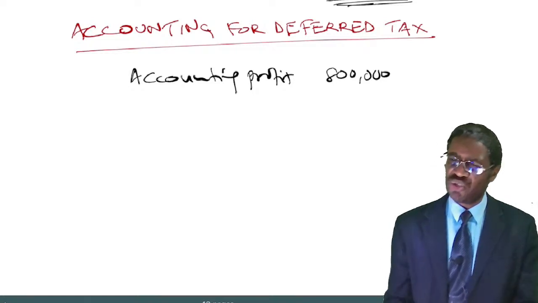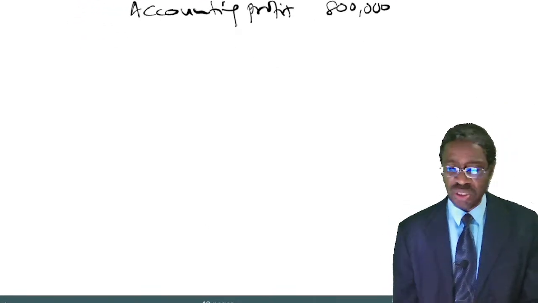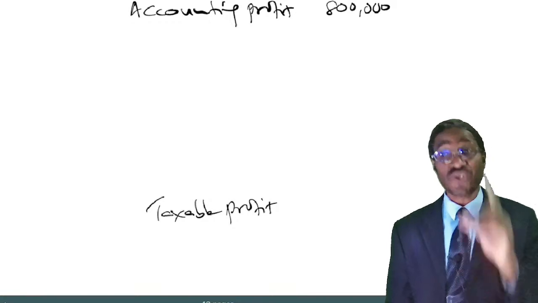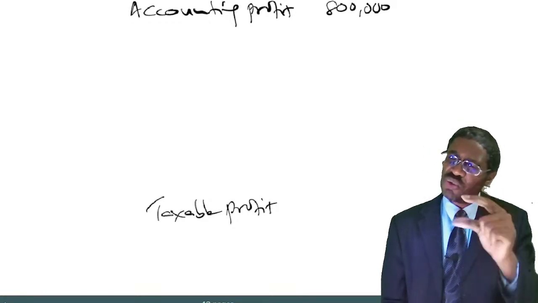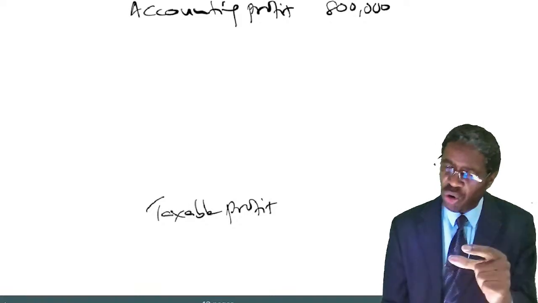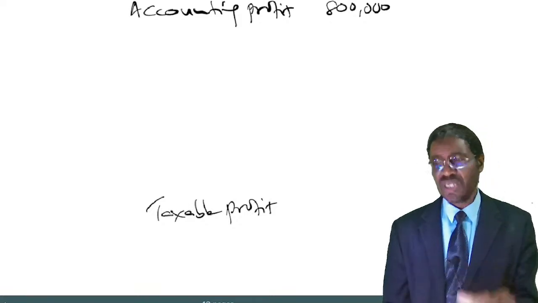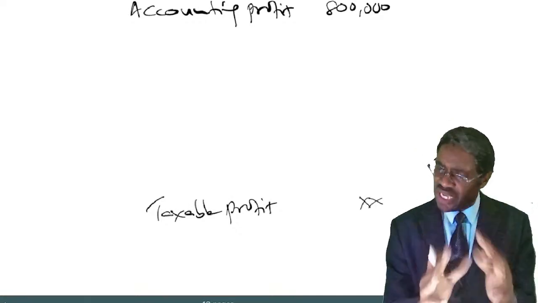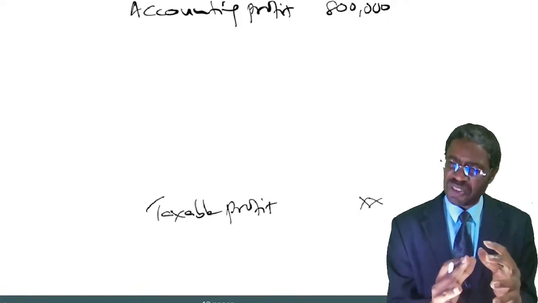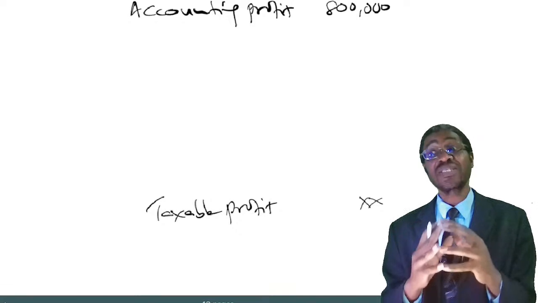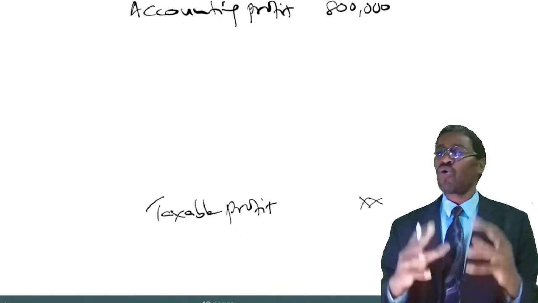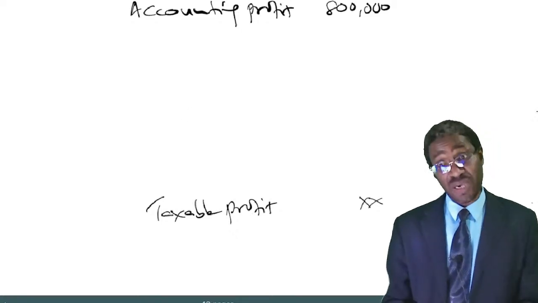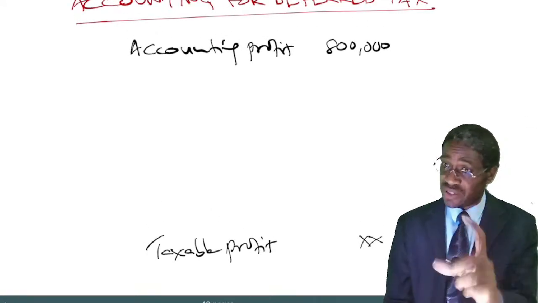What the taxman will do is to calculate what we call the taxable profit. According to the taxman, how much should you pay tax on? That profit on which you should pay tax is what we call the taxable profit. He will calculate and tell you how much you should pay. So we are saying normally that the accounting profit is not the same as the taxable profit because of the rules that you as a businessman use when preparing your income statement and the rules of taxation.